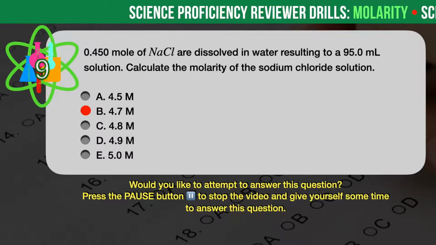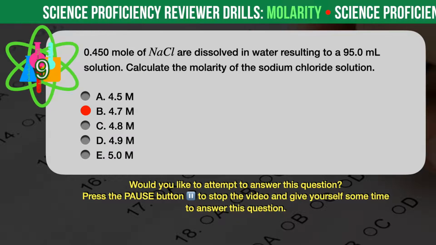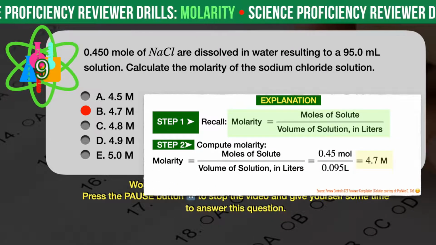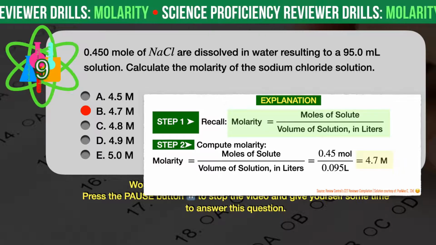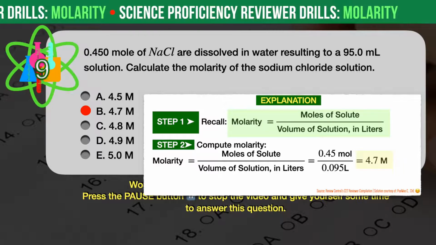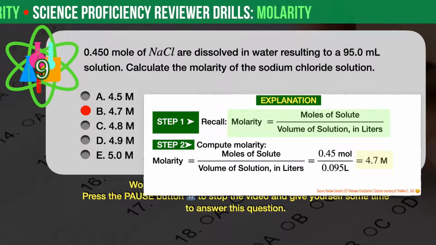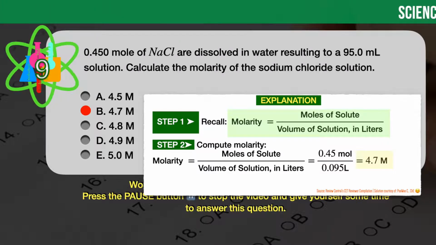4.7 M. For drill question number 9, the moles of solute is already given as 0.450 moles. Therefore, we can altogether skip the steps to compute for the molar mass of sodium chloride and the moles of solute. We go straight to computing the molarity of the solution. Molarity equals moles of solute, which is given as 0.45 moles, divided by the volume of the solution, which is given as 95 milliliters, or 0.095 liter. The answer is 4.7 M.